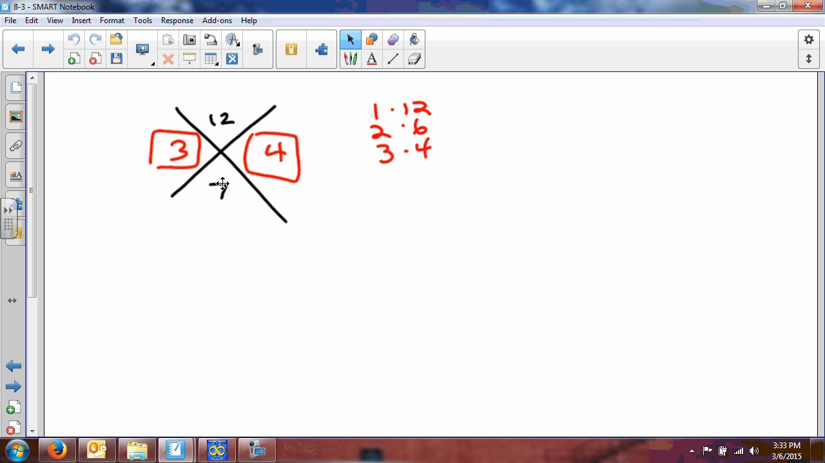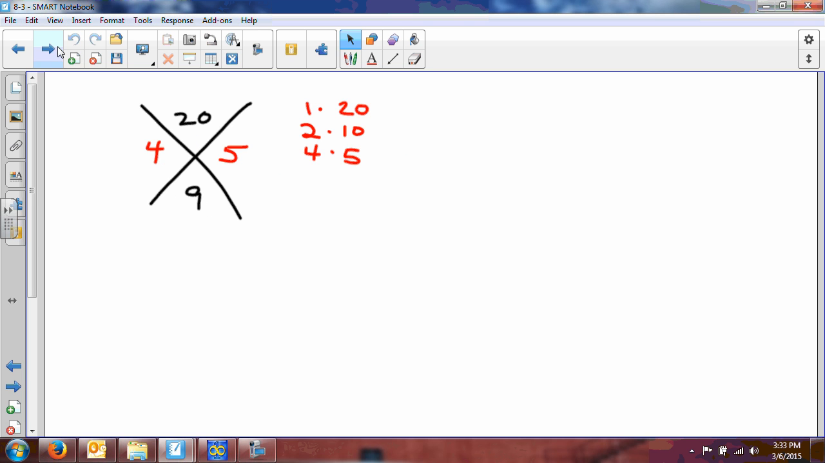We started with 12 and 7. Easiest thing to do: 12 divided by 1, 12 divided by 2, 12 divided by 3. Just start dividing by 1, by 2, by 3. List your factors. 1 times 12 doesn't add to 7. 2 times 6 doesn't add to 7. 3 times 4. So those are the two numbers I'm working with.